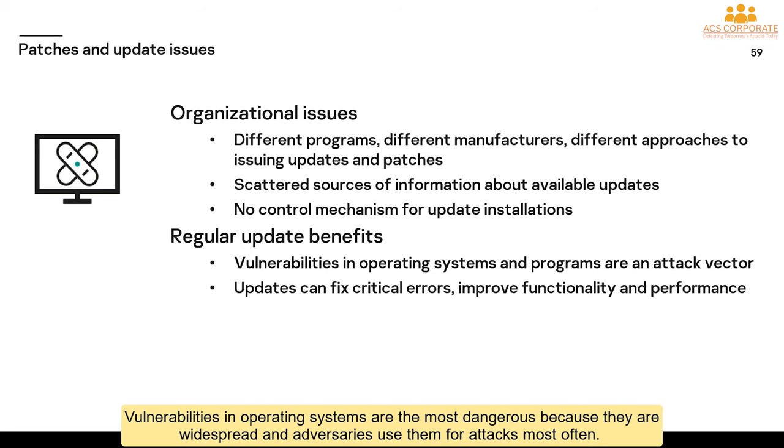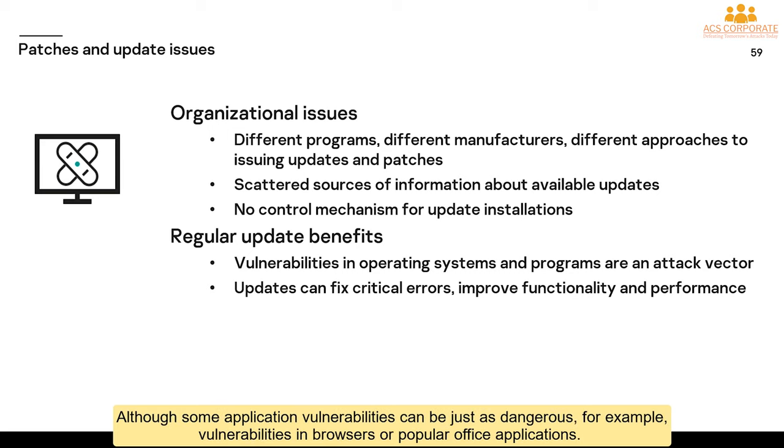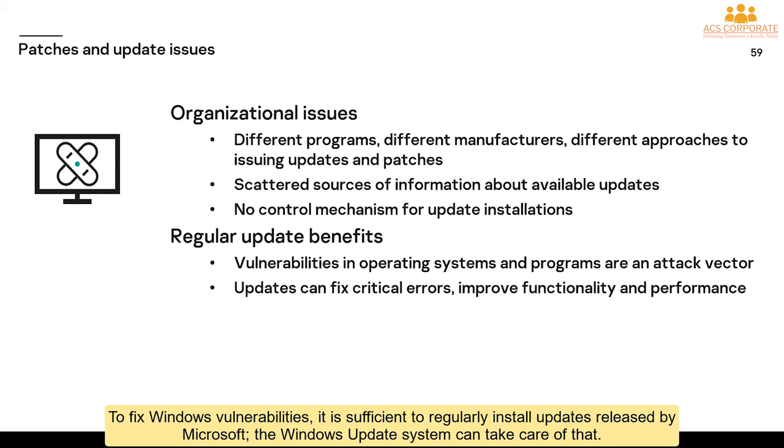Vulnerabilities in operating systems are the most dangerous because they are widespread and adversaries use them for attacks most often. Although some application vulnerabilities can be just as dangerous, for example, vulnerabilities in browsers or popular Office applications. To fix Windows vulnerabilities, it is sufficient to regularly install updates released by Microsoft. The Windows Update system can take care of that.